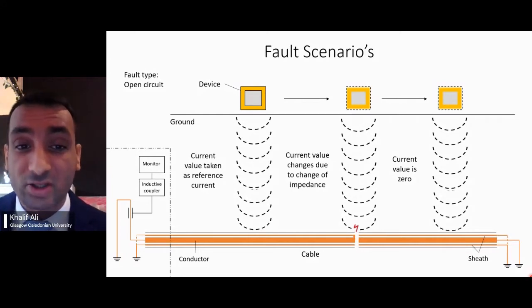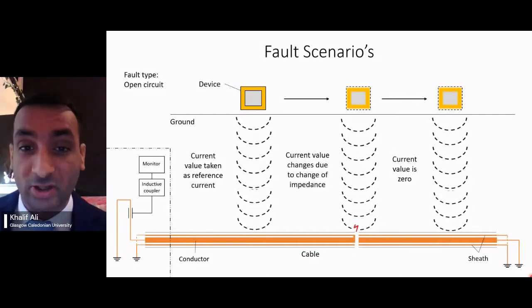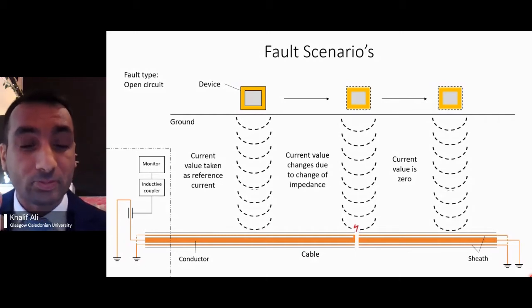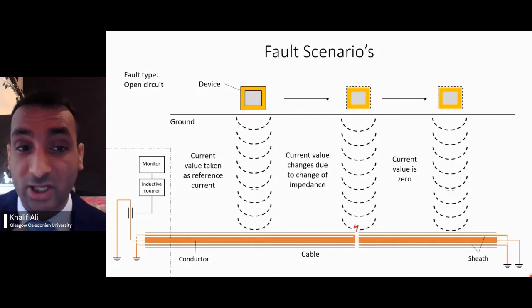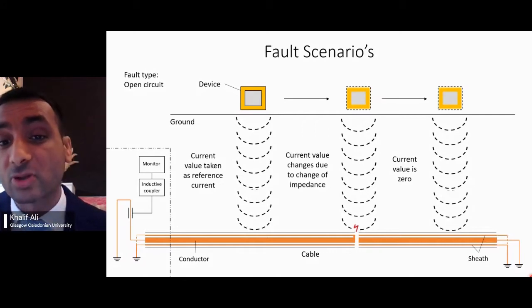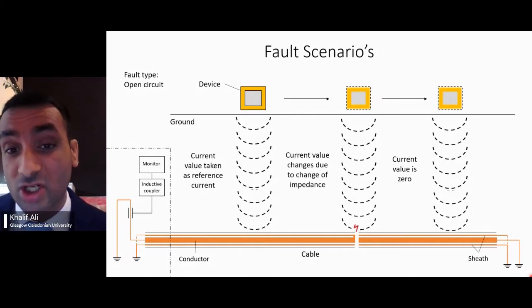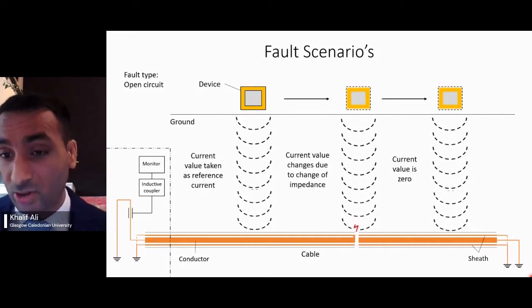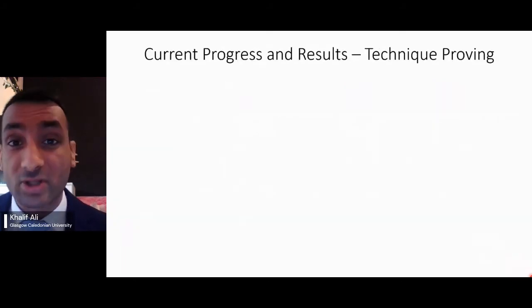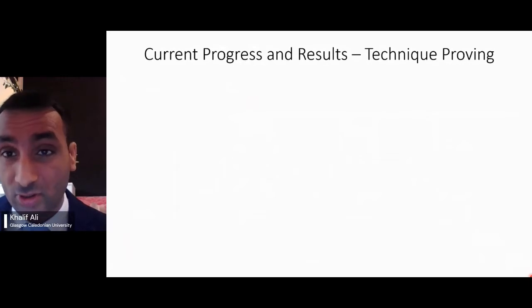However, considering that one side of the fault is short-circuited and the other is open, what will happen is that the current value taken on one side of the fault will be taken as reference current. And when the device moves to the top of the fault, the current value will change due to change of impedance, and the current value will be 0 on the open circuit side of the fault. So I'll now discuss a little bit of the current progress and results.